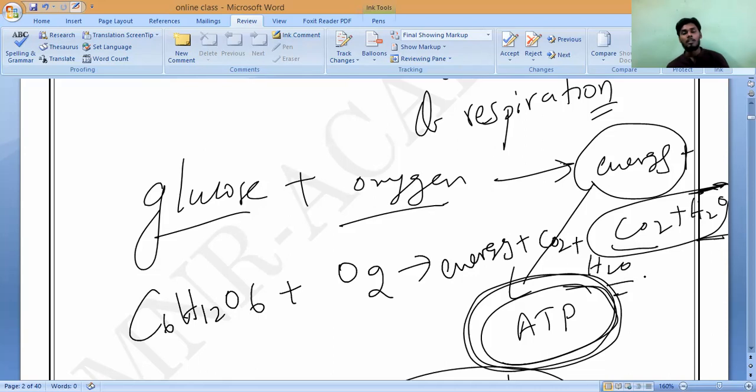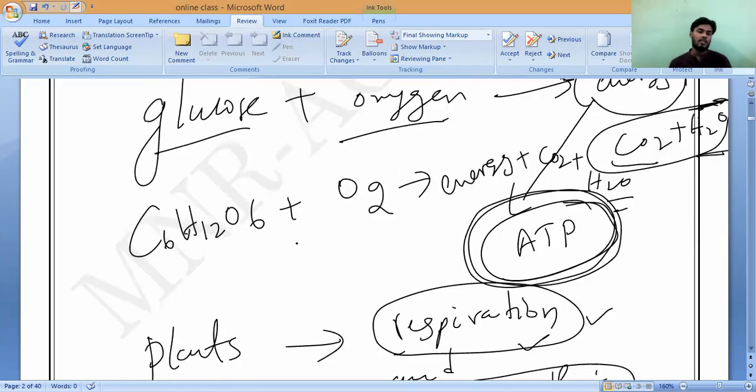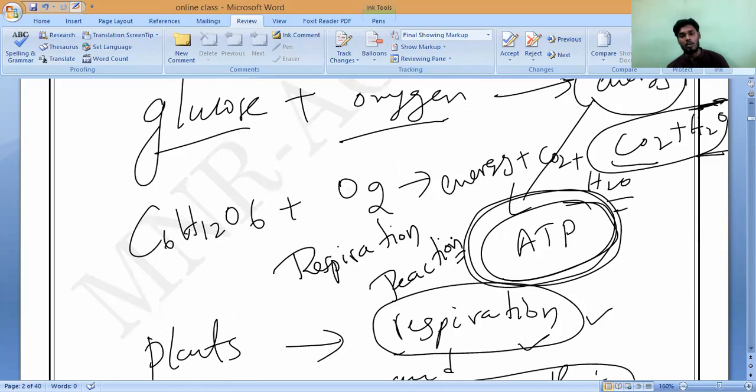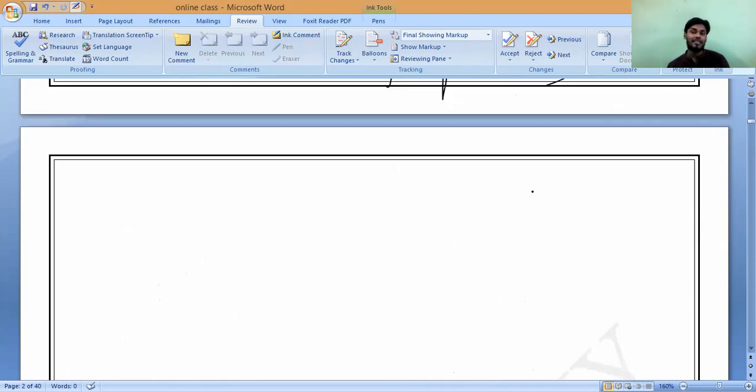Do you understand, Ra? This is what is called the respiration reaction. Respiration reaction. So, all of you should remember that. In class 10th chemistry, the same reaction will also come in the first chapter. So, this is all about the cells.